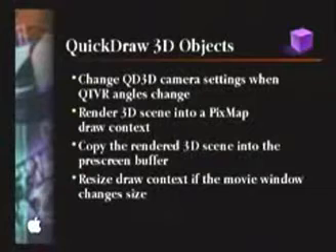Again, it was hideously simple to do this. You'll see. The idea is that when the QuickTime VR view angles, that is to say pan, tilt, and zoom, change, you change your QuickDraw 3D camera settings. You then render the image into a draw context. You then copy what's in that draw context into the pre-screen buffer.